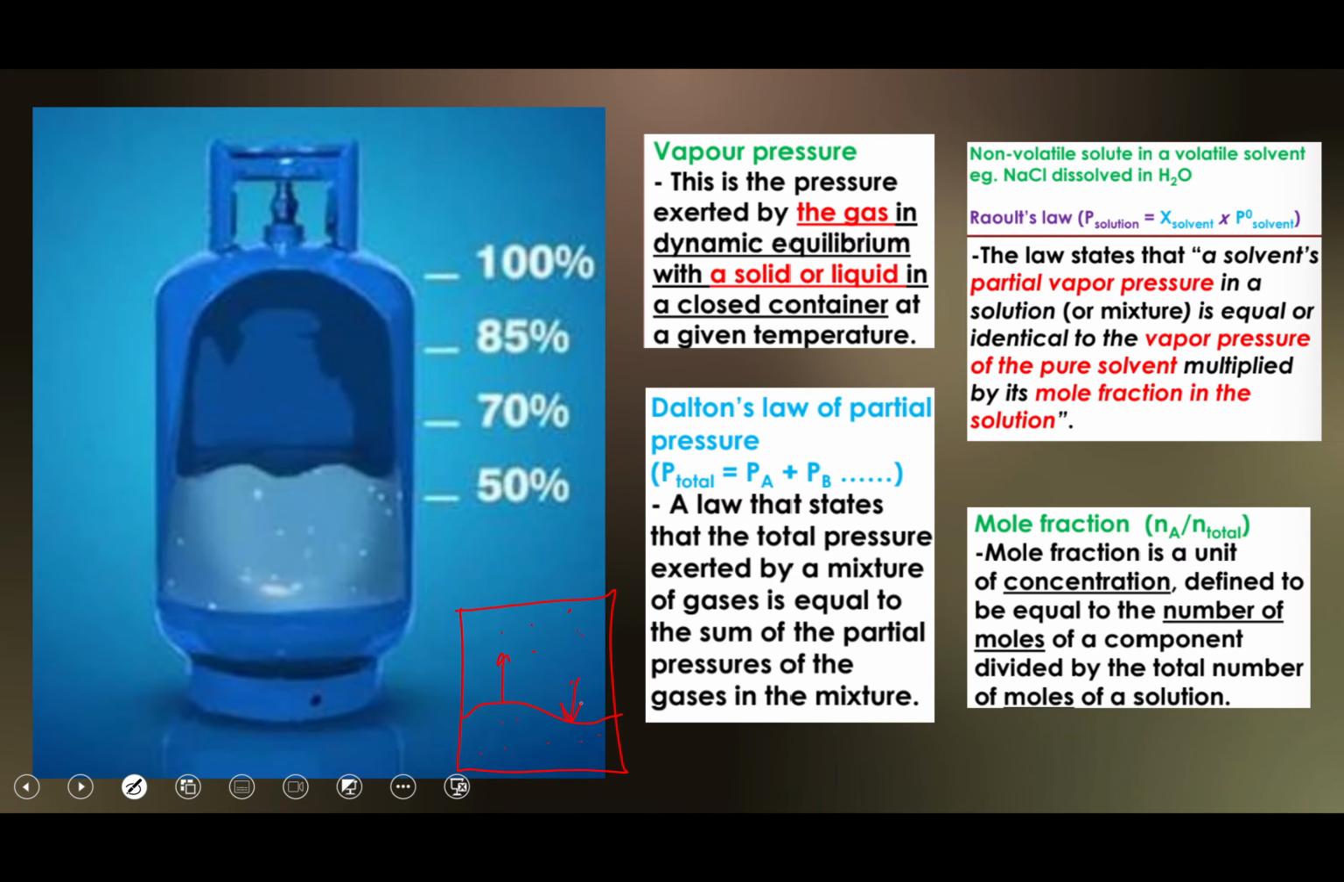The mole fraction rather works like this: we look at the number of moles of one substance and we put it above the number of moles of everything in the solution or everything in the mixture. So that's generally what we're looking at.